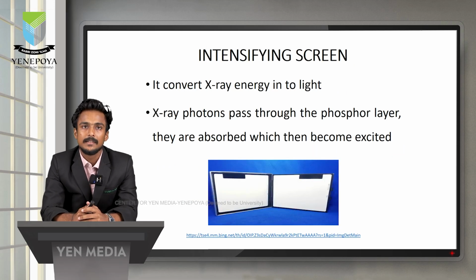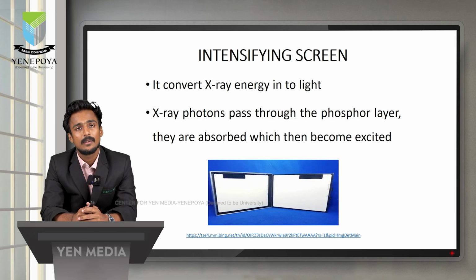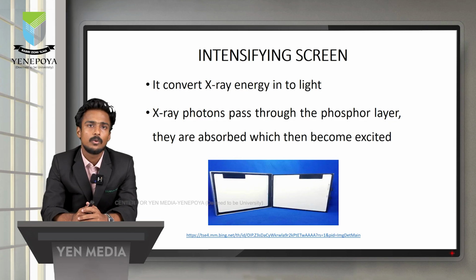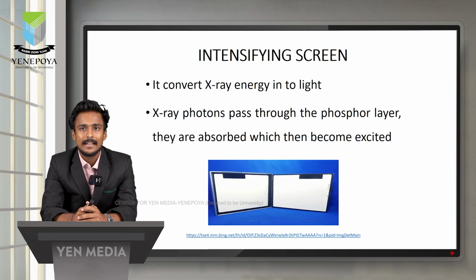So what is an intensifying screen? An intensifying screen is a thin sheet kept inside the cassette, at the front of the cassette as well as the back, and the main function of the intensifying screen is to convert the X-ray energy into light. Whenever X-ray photons are produced from the X-ray tube, they pass through the patient's body part, penetrate through the body, and are absorbed by the cassette, and inside the cassette there is an intensifying screen. So it will be fed into the intensifying screen.